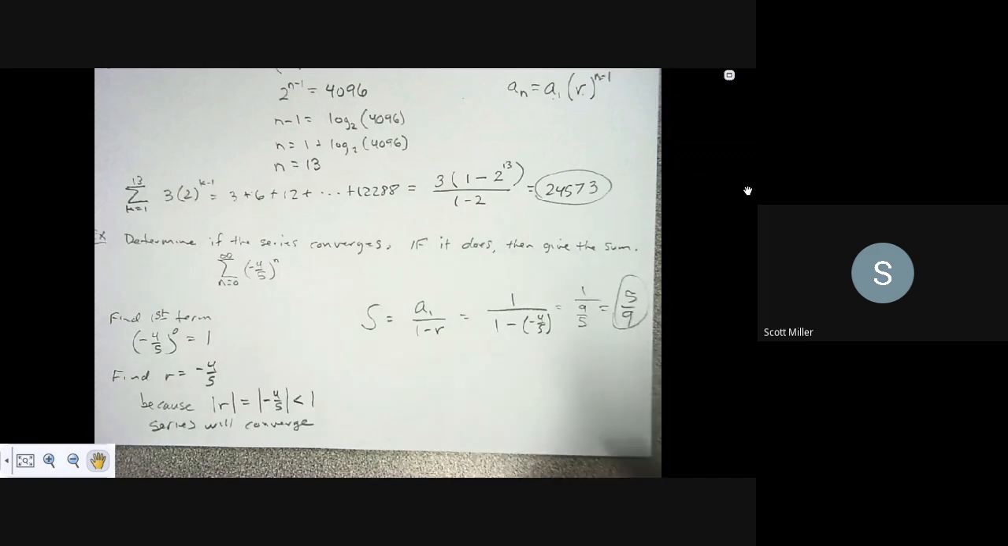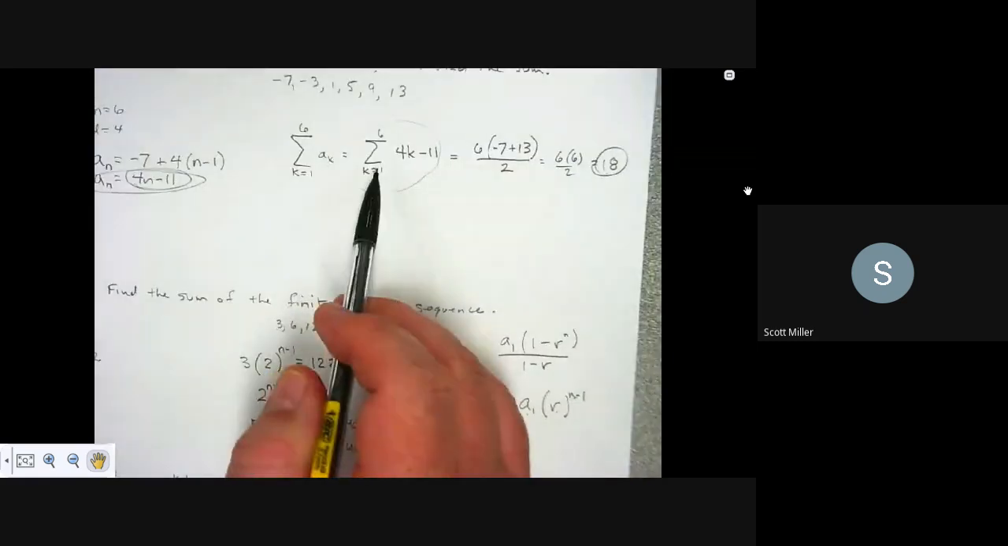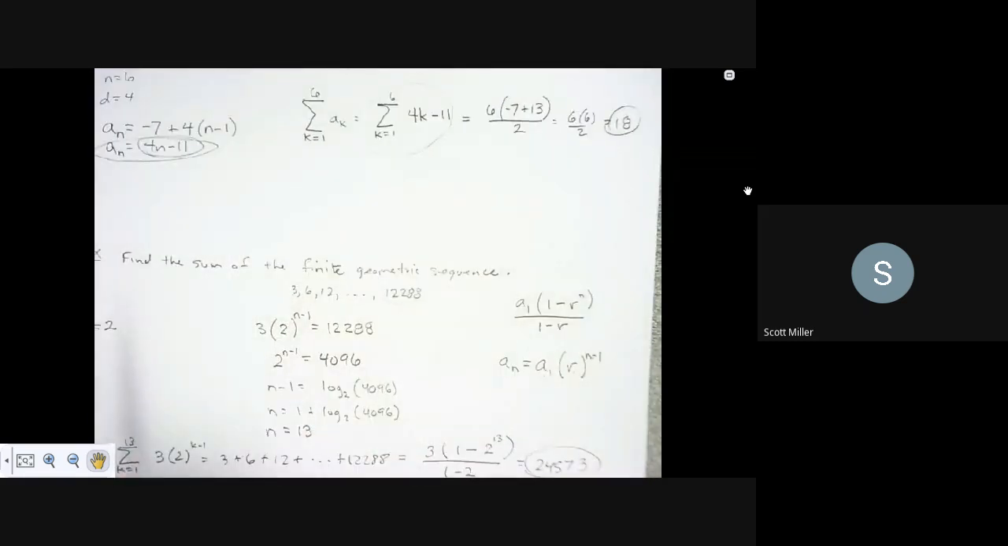So mostly what you're going to be asked to do is find the sums using formulas and rewrite things into summation notation. Okay, so those are the two things you'll be asked to do the most. And we'll continue this in class with questions.